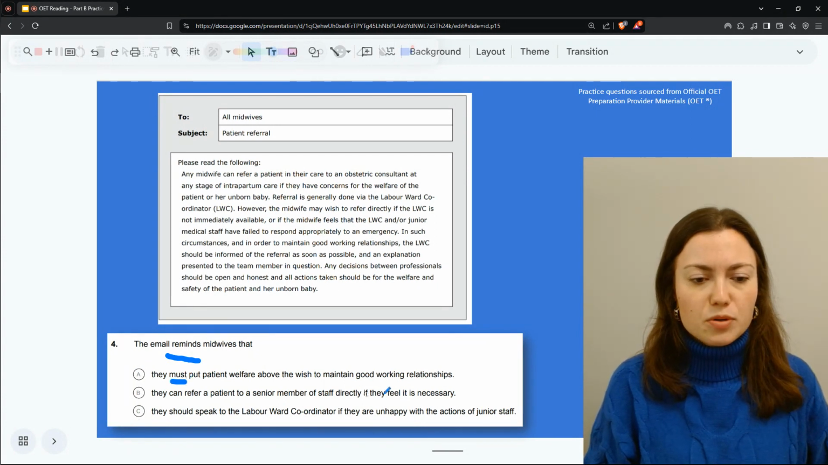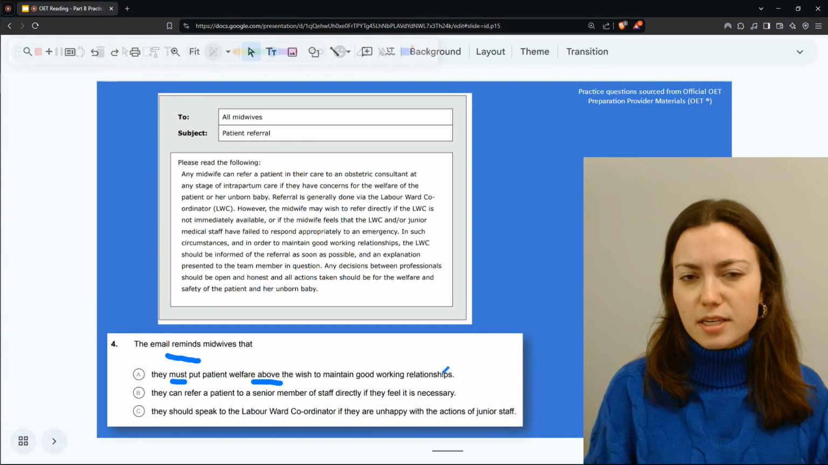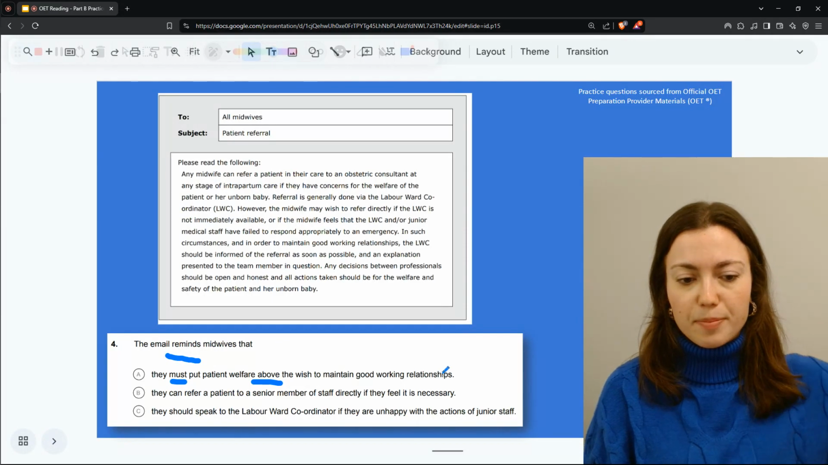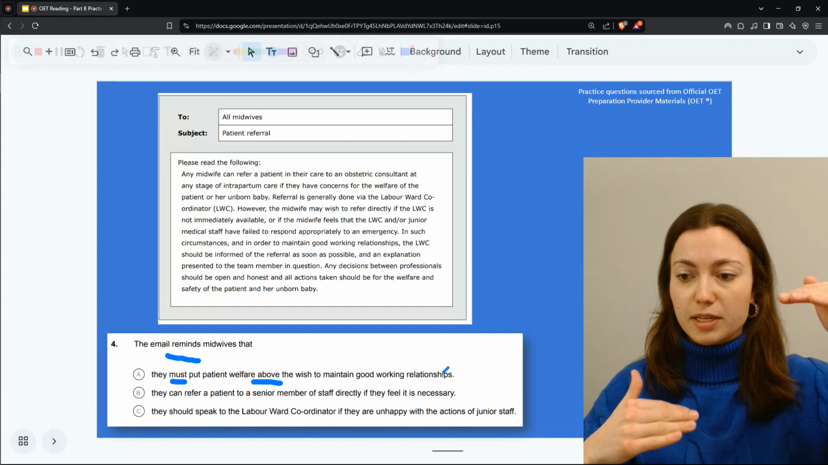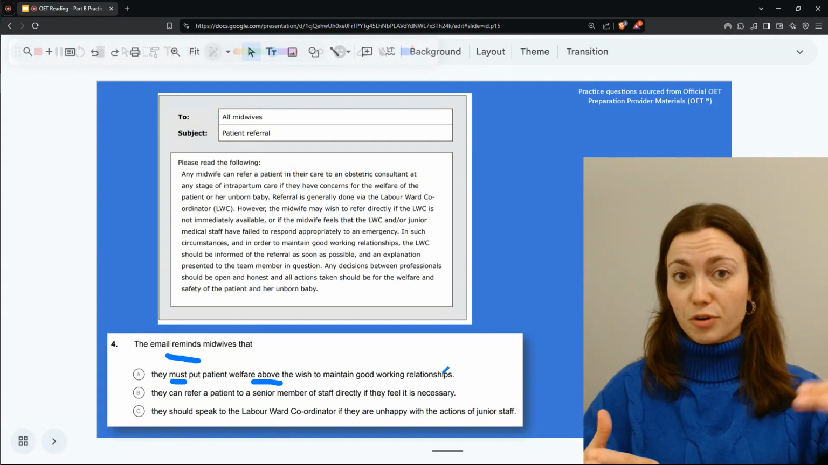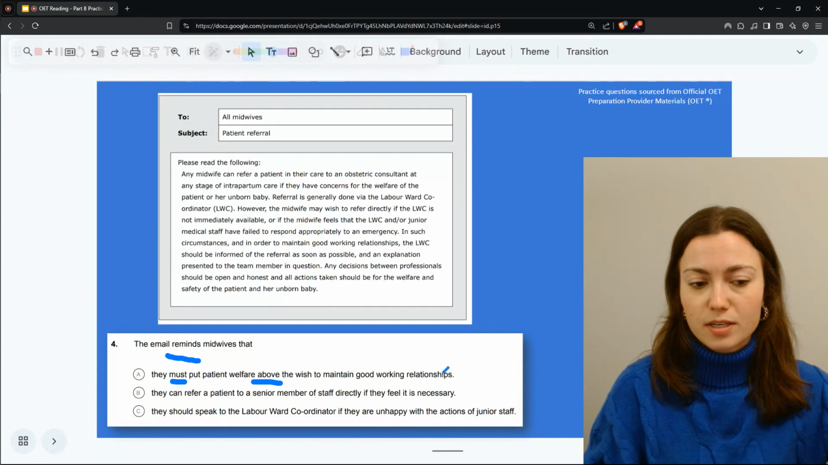They must put patient welfare above the wish to maintain good working relationships. So when I see an option like that, basically we have this criteria. Patient welfare has to be above good working relationships. That's what we're looking for in the text. Is it actually confirming that? Or no, it's not actually saying one above the other.